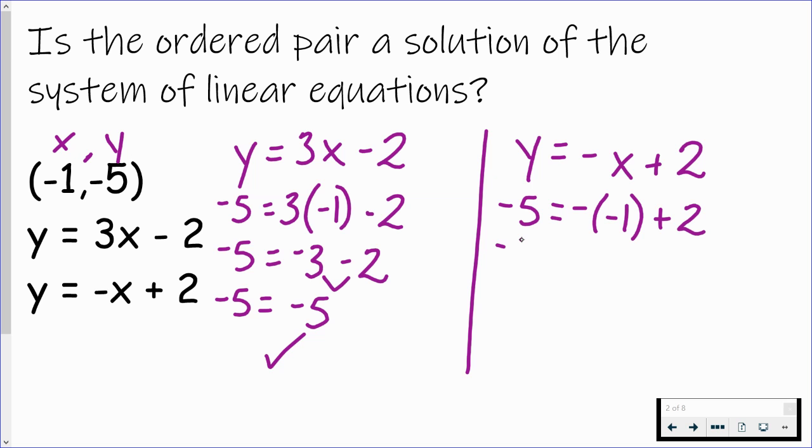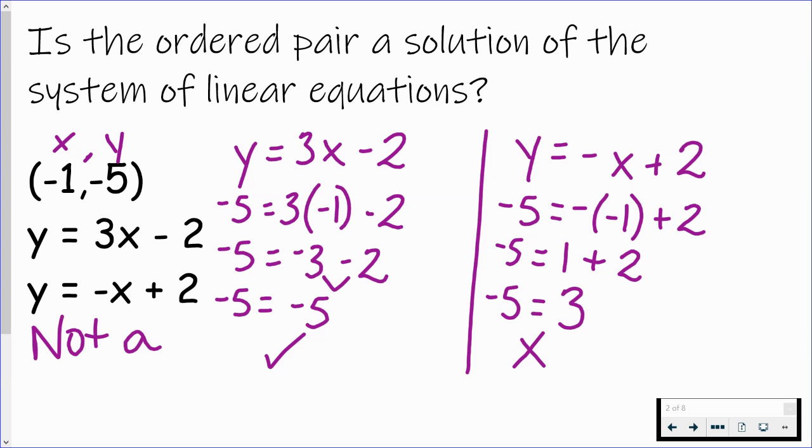Now I'm going to have -5. Since I have negative times a negative, it's going to become a positive. 1 plus 2. And 1 plus 2 is 3. Uh-oh. Well, last time I checked, -5 is not equal to 3. Wah, wah, wah. So, unfortunately, since it didn't hold true for both equations, then (-1, -5) would not be a solution. And you would have to write not a solution.